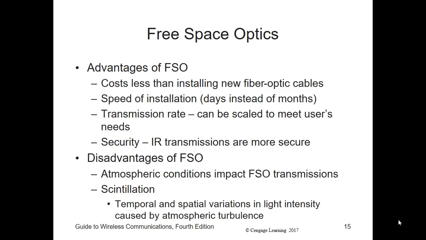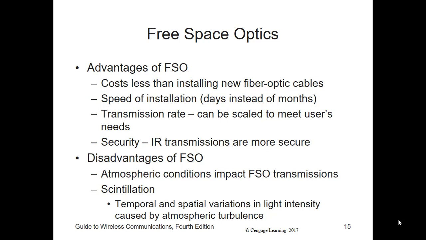You can put in free space optics in a couple of days, versus months, even years if you have to dig up streets and everything to put in your cabling. The transmission speed for FSO can be scaled to meet the user's needs. Typically now you can go anywhere from 10 meg to 1.25 gig, and we said we're going to be looking at up to 2 gig. Security is a key advantage of FSO. Infrared transmissions cannot be as easily intercepted and decoded as an RF transmission.